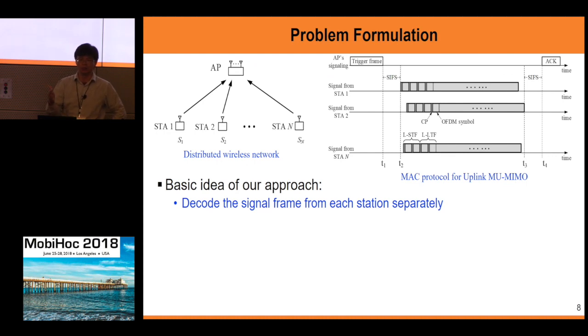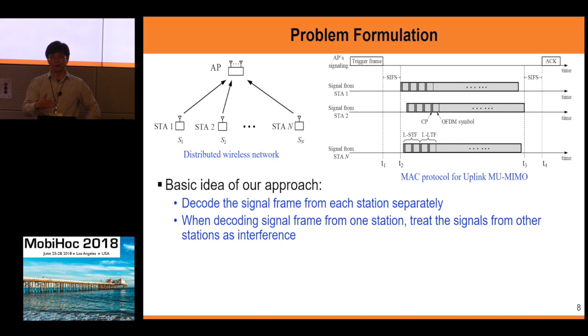They decode the signal jointly, but here we decode the signal separately. So when we decode the signal from one station, we treat the signal from the other station as interference. It sounds like it will lead to a suboptimal solution because we don't take advantage of the knowledge of the interference, since we do know some knowledge of it. But here we just treat it as unknown interference. And we will show that actually it leads to the optimal solution. It's not suboptimal.